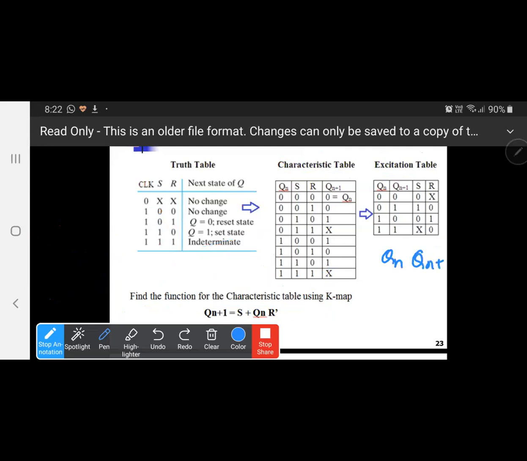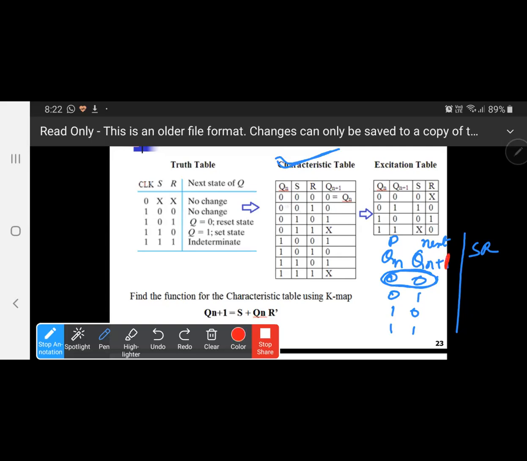We have Qn plus 1 means present state, and this is the next state, and this is S and R. So what we will do here, two variables, so there will be 4 combinations: 0 0, 0 1, 1 0, and 1 1. And now from the characteristic table, we need to check the value of Qn and Qn plus 1, 0 0. So we need to check what will be the value of S and R for that.